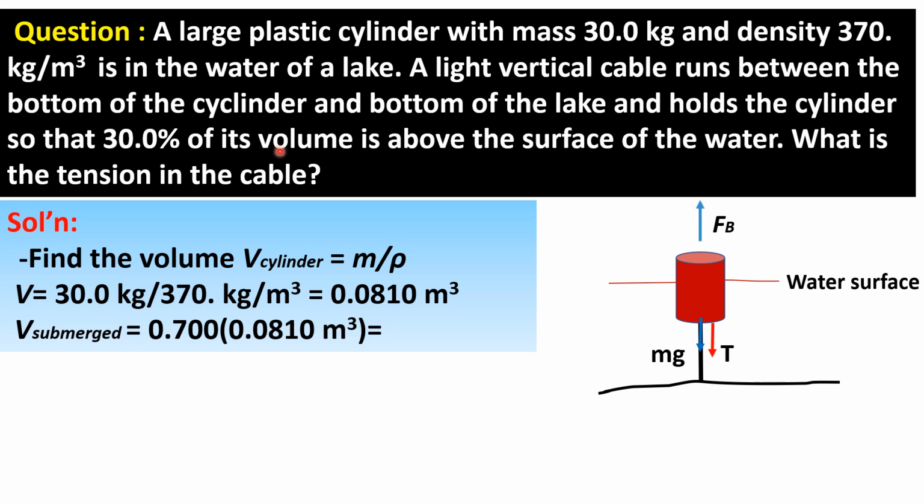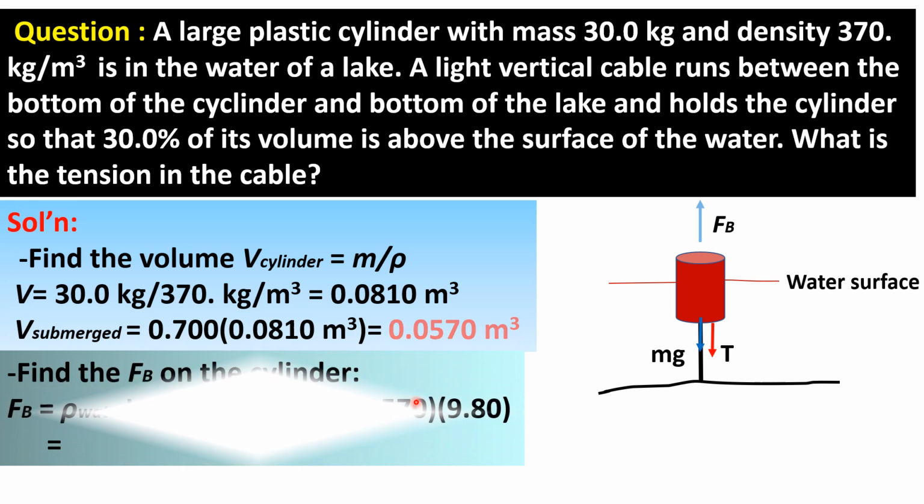30% of that volume is exposed or above the surface. That means 70% of the total volume of the cylinder is submerged in the water. So we calculate that by simply multiplying 0.7 by 0.081 meter cube, and we get the volume of the cylinder that is submerged in the water, 0.057 meter cube. This volume also represents the volume of water that is displaced by the solid cylinder.